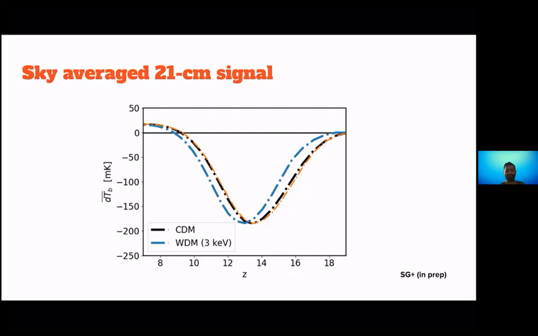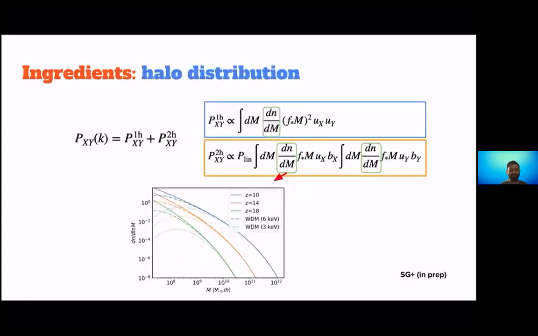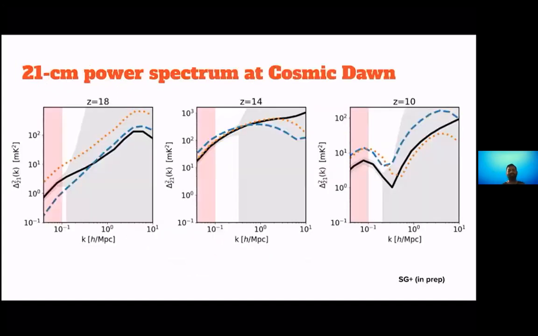We also explore another model for warm dark matter where we keep the mass of the warm dark matter the same, but change the source model such that the global signal of this warm dark matter scenario matches with that of cold dark matter. And this model is shown with the orange line here. Then we put this warm dark matter scenario into our halo model and get the power spectrum. Here the three panels show the power spectrum at three different redshifts. The x-axis in each of these panels gives the wave number.